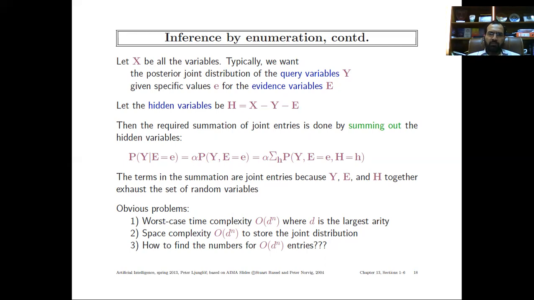So there are various problems we have to deal with if we use this method, that is inference by enumeration. Here the time complexity is much higher. You can apply this method, but the problem is that we have the worst-case time complexity, which is O(d^n), where d is the largest arity. Space complexity is again O(d^n) to store the joint distribution. So we have to keep all those values of the random variables, so the space complexity is similar to the time complexity. So how can we find the numbers for O(d^n) entries? How can we look into it?